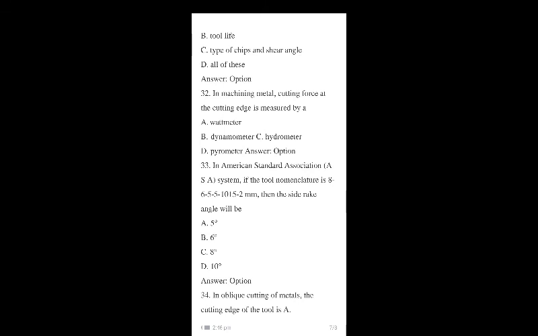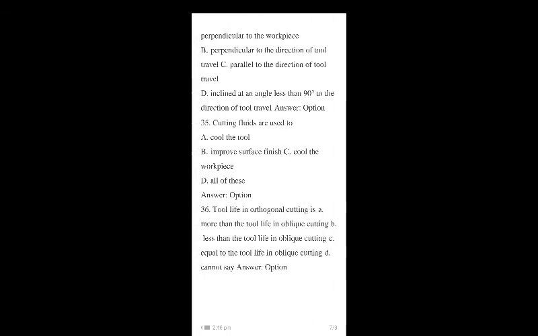Now in oblique cutting of metals, the cutting edge of the tool is inclined at an angle less than 90 degrees to the direction of tool travel. Now next question, cutting fluids are used to, the option is D, all of these. Last question, tool life in orthogonal cutting is less than the tool life in oblique cutting.